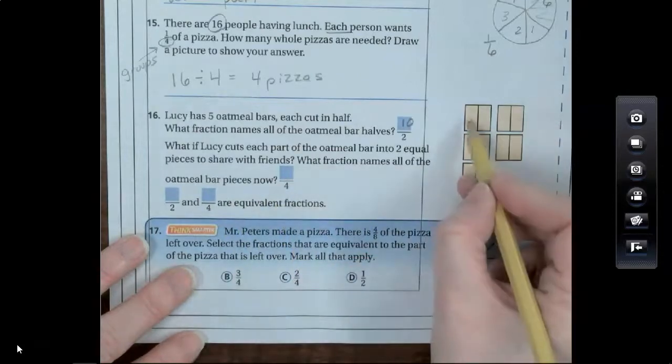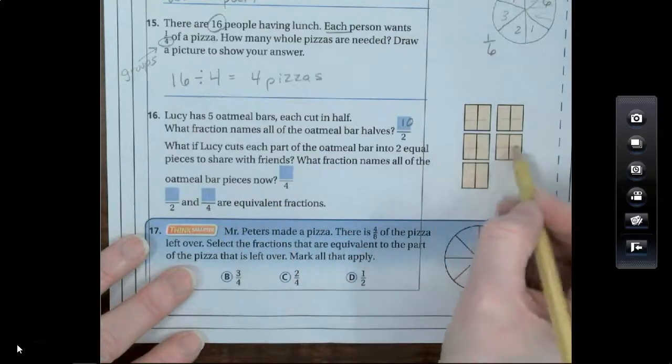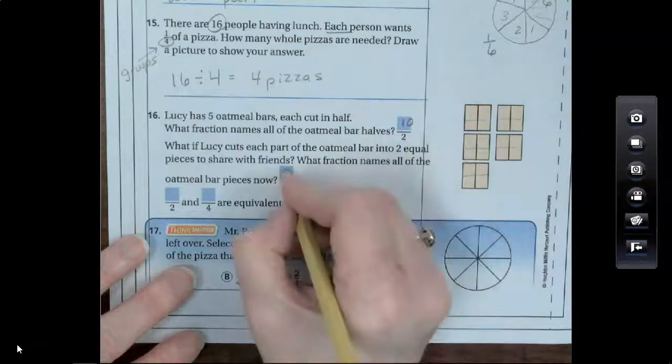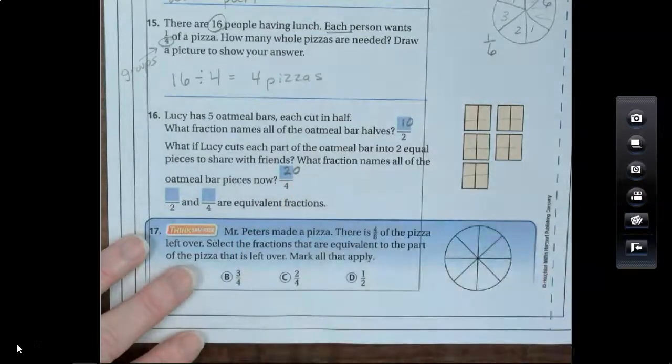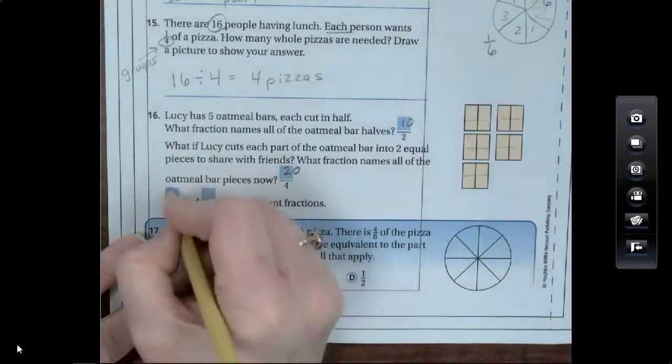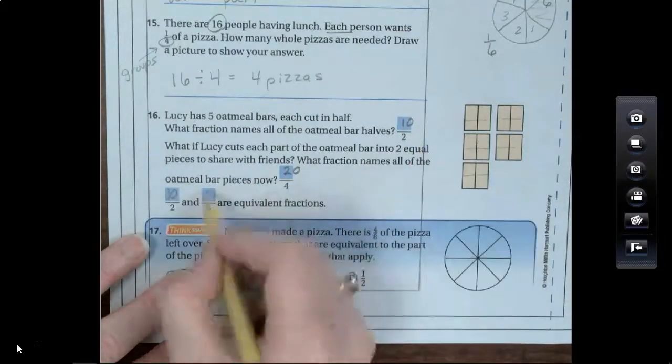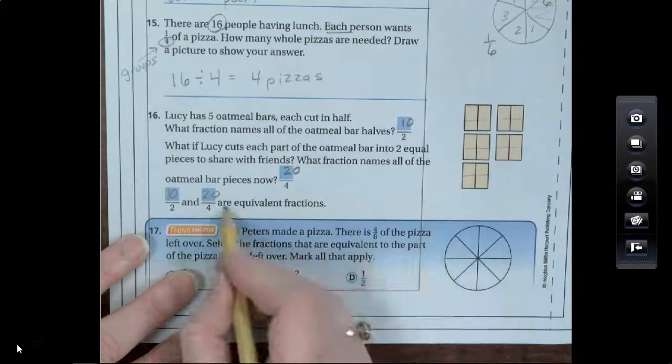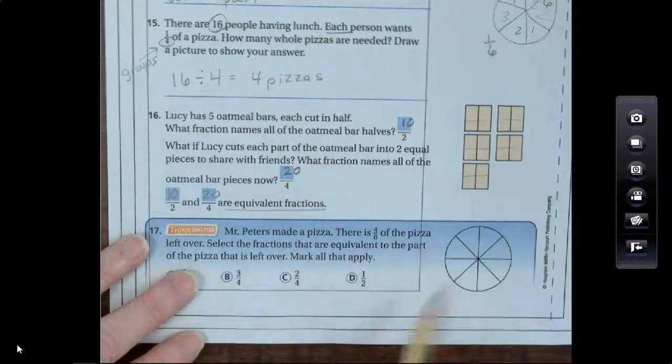Well, that means you could cut these in half. So instead of just having 10 pieces, you're going to have 20. And so that would show that 10 over 2 would equal 20 over 4. They are equivalent fractions. They equal the same amount.